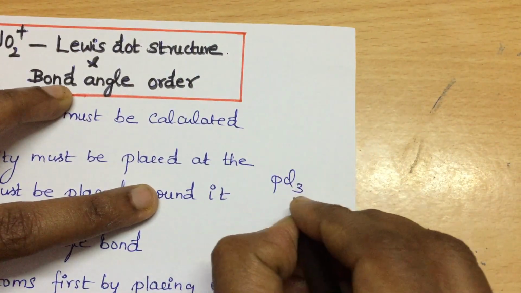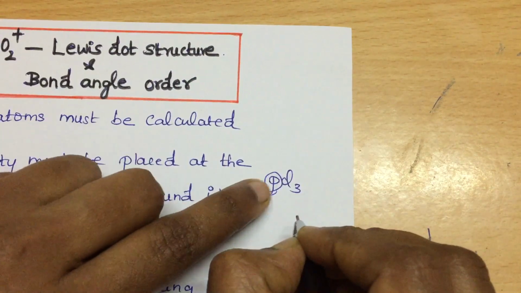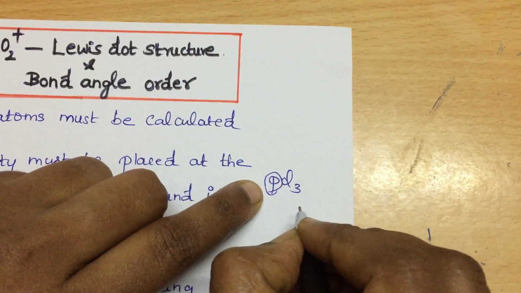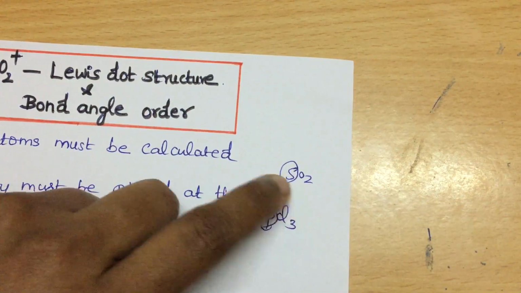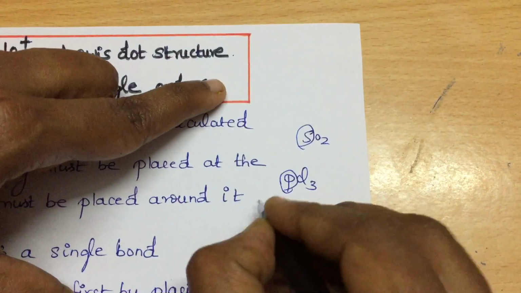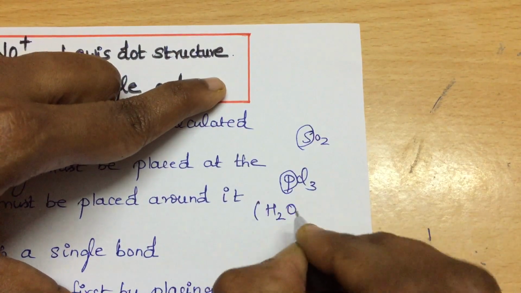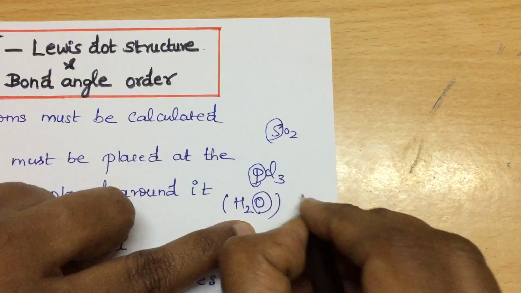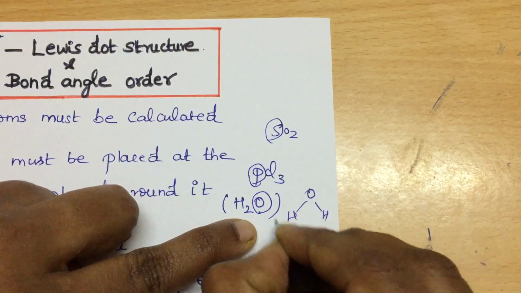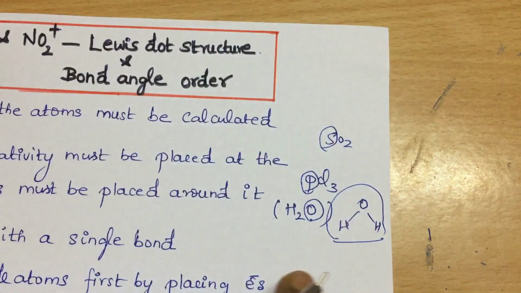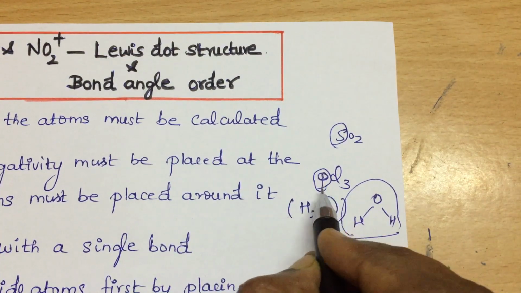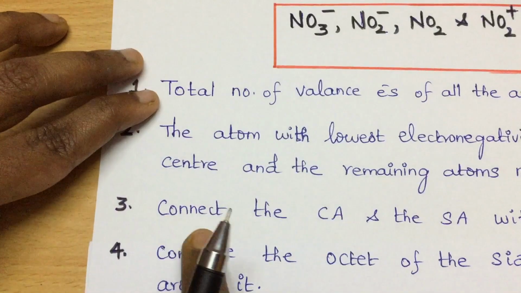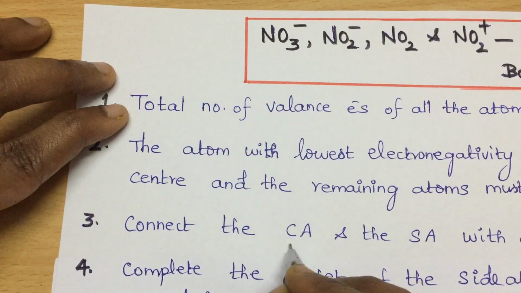You can often see this in all the atoms. If you take PCl3, phosphorus, which is less electronegative than chlorine, is the central atom. If you see SO2, sulfur, which is less electronegative than oxygen, is the central atom. The only exception for this is H2O, where the central atom is more electronegative than hydrogen. So you can often see the central atom will be the one less in number and the least electronegative.